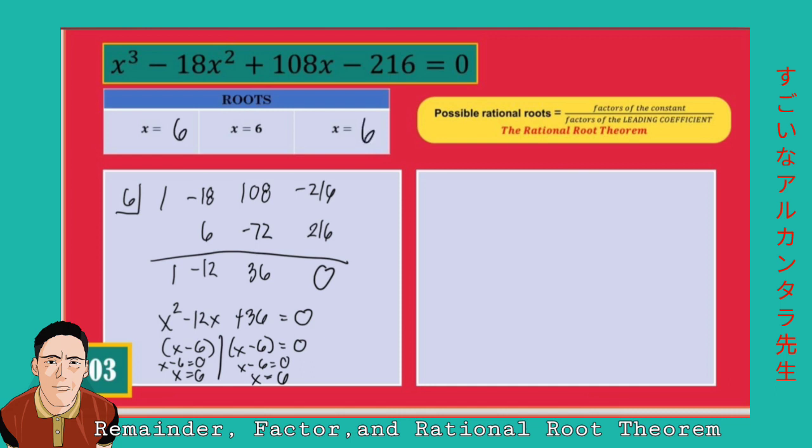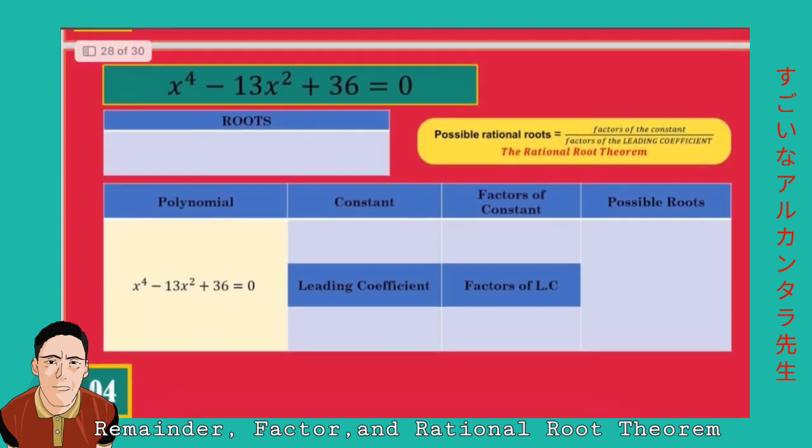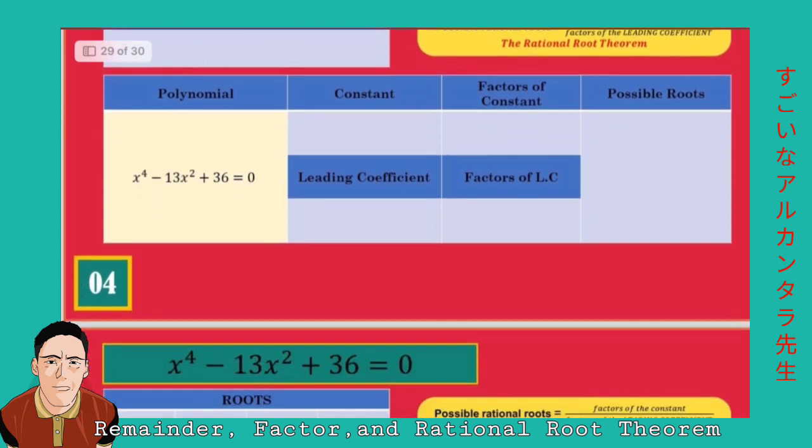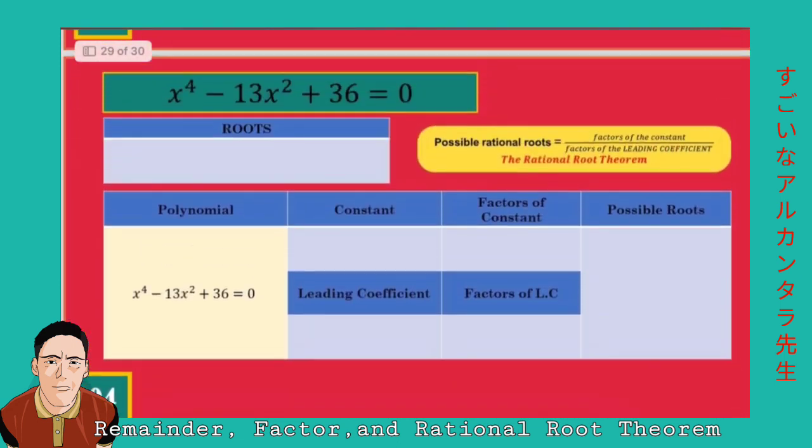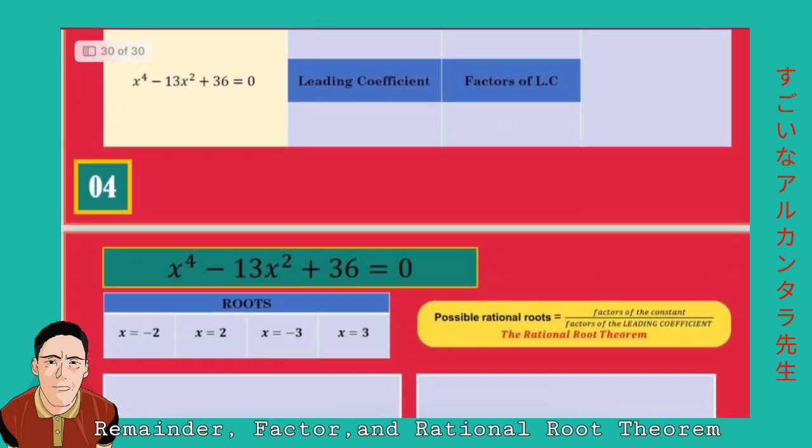This implies that our roots are as follow. 6 multiplicity of 3. Because it repeated 3 times. So it's multiplicity of 3. And finally, last example. Is it the last one? Okay, it's the last one.